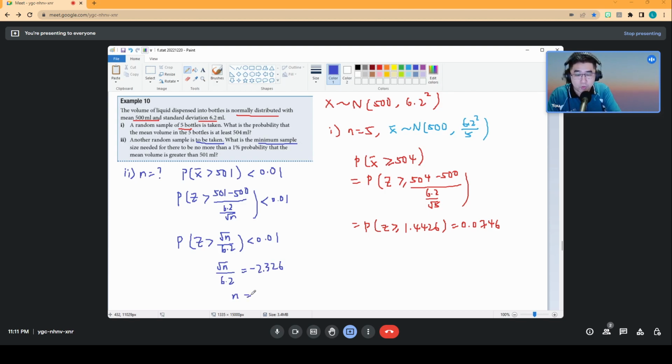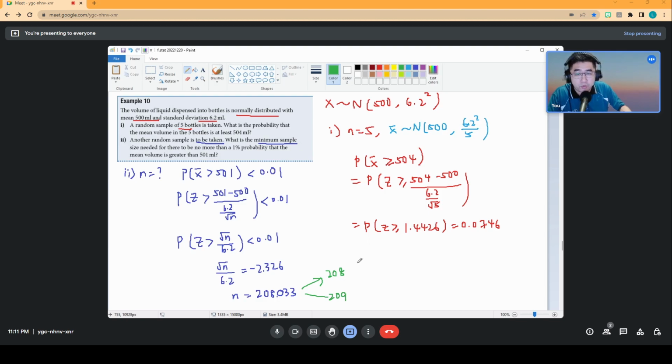So n equals, the answer times 6.2, then square the number. Okay, I have 208.033. So this one, let's try some logical thinking. Is the answer to be 208 or 209? Okay, so you can actually check, but our objective is to make sure it's less than 0.01.